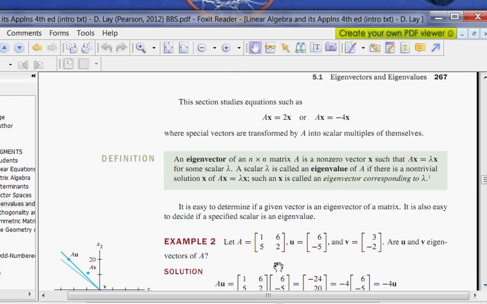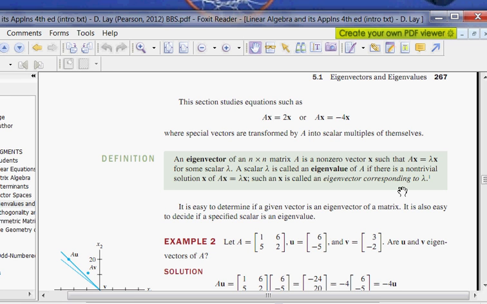Because look, here's the definition. An eigenvector of an n by n matrix A is a non-zero vector x such that Ax equals lambda x for some scalar lambda. A scalar lambda is called an eigenvalue of A if there is a non-trivial solution x of Ax equals lambda x. Such an x is called an eigenvector corresponding to lambda. You think, wow, that is a mouthful. What does all this mean?